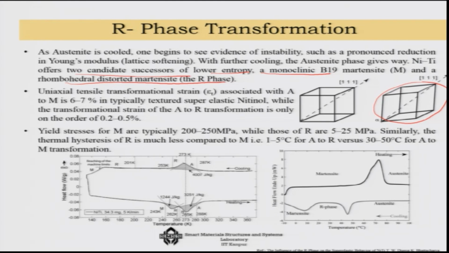If you look at it, for example, in this particular case, let us say you are at the austenite phase. So, you are somewhere here, and you are cooling it, phase transformation is occurring, and you can get this R phase in the system, and then you get to the Martensite phase. So, this is a smaller phase transformation. In fact, austenite to full Martensite phase transformation gives you about 6 to 7% of free strain. On the other hand, the transformational strain in the R phase is quite small, about 0.2 to 0.5%.